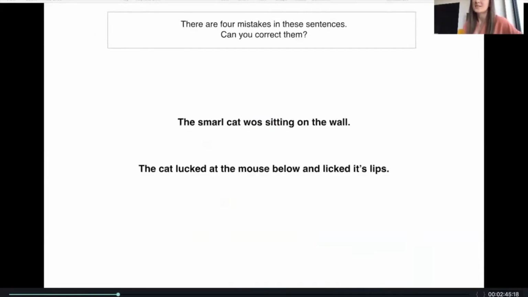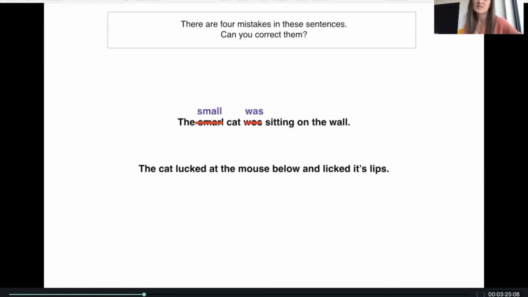There are 4 mistakes in this sentence. In these sentences, can you correct them? Now I've made it a little bit more difficult here, so I want to see if you can spot all 4 mistakes. So pause the video now and see if you can see them. If we read the first sentence, it says, the small cat was sitting on the wall. You will see that actually small is spelled incorrectly, so we're going to cross that out, correctly spell it above. Was, although it sounds phonetically correct, we know that that's not how we spell it. So we're going to cross it out and we're going to correct it above.